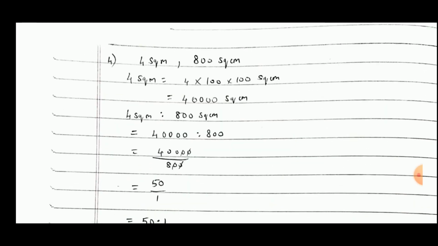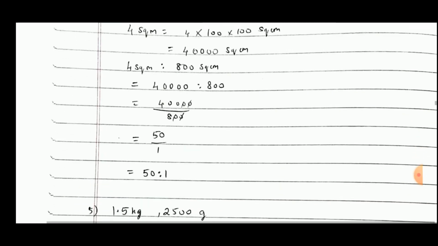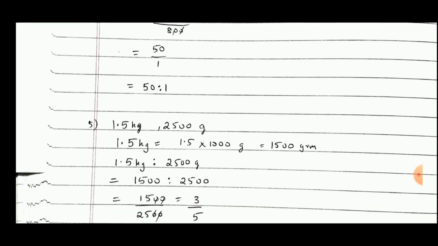Then 4 square meter and 800 square centimeter. 4 square meter means 4 into 100 into 100 square centimeter. So 40,000 square centimeter. So 40,000 divided by 800, that is 50 is to 1. Then 1.5 kg and 2500 grams.